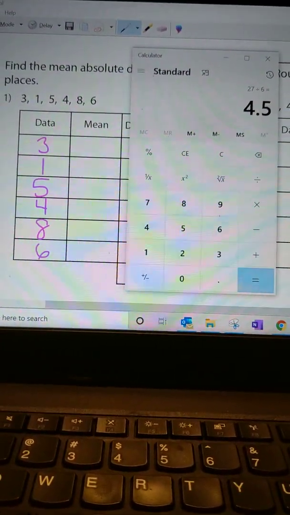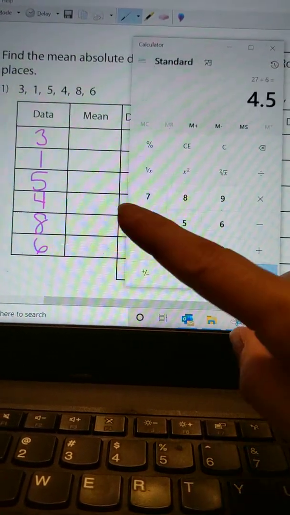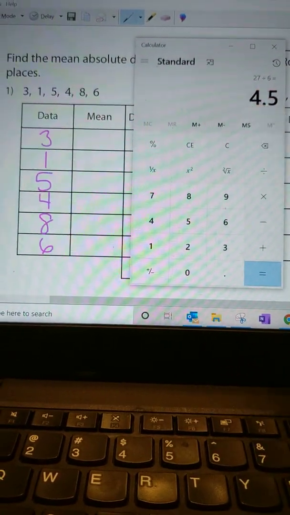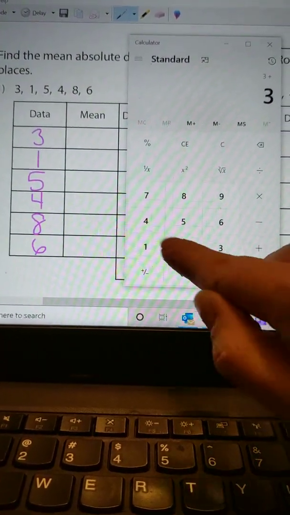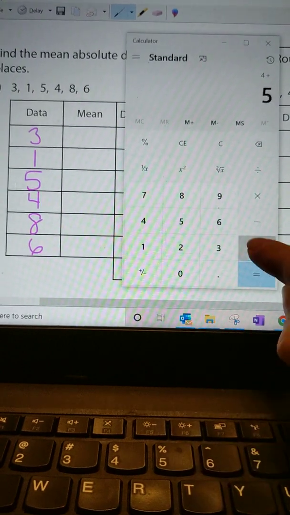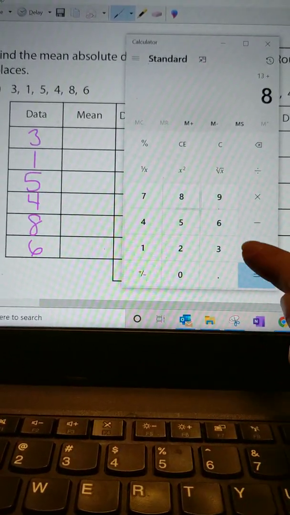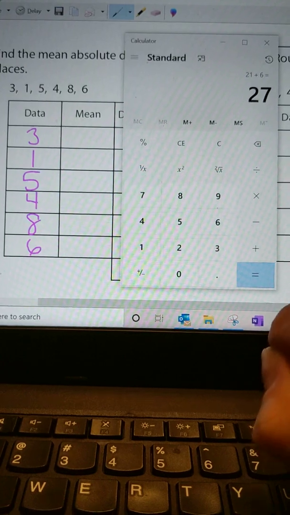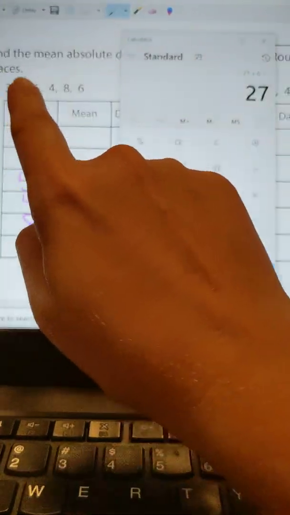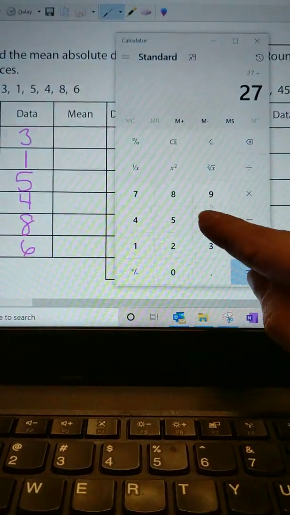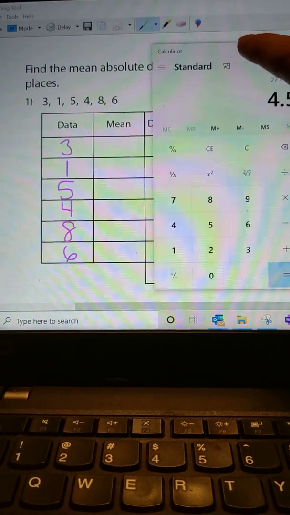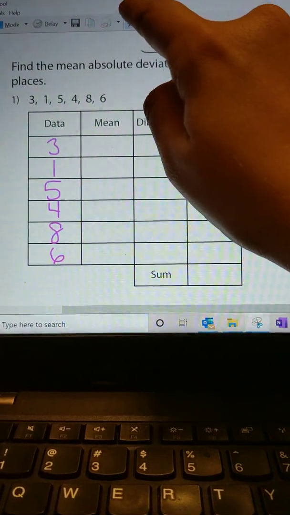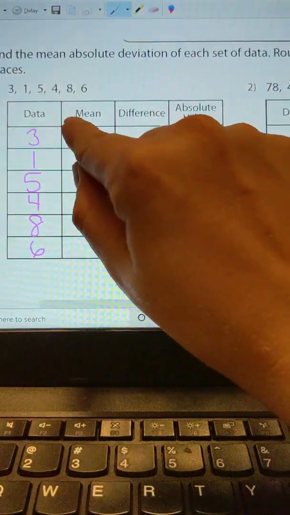So you'll get 4.5. Now again, whenever I taught you how to do mean, I told you to find it 2 or 3 times to make sure you get the same thing. So 3 plus 1 plus 5 plus 4 plus 8 plus 6 equals 27. And again, there was 1, 2, 3, 4, 5, 6. 27 divided by 6. All right, I got 4.5 again. So I'm going with 4.5 as our mean. So I'm going to write that down under where it says mean.